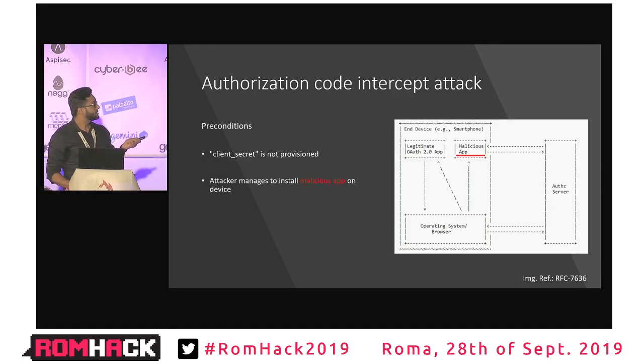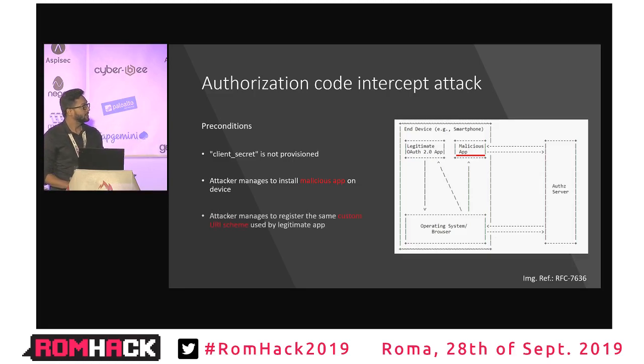So the client secret is not provisioned, and the attacker manages to install the malicious application on the device, and the malicious application registers for the same custom URI scheme that is registered by the legitimate application. So you can see where this is going, right?